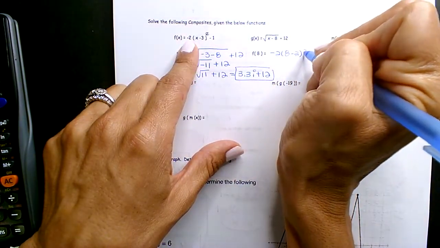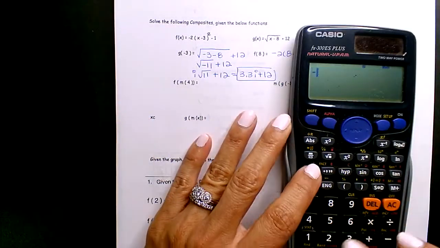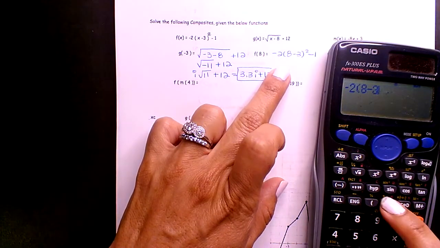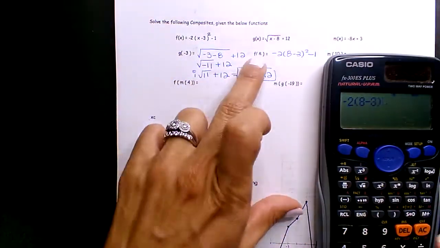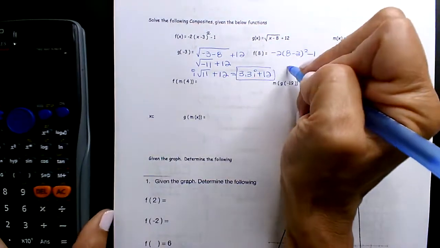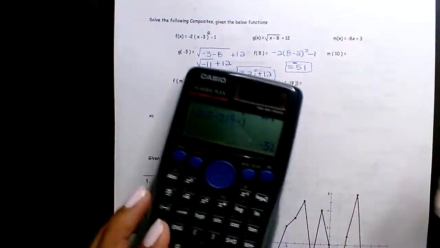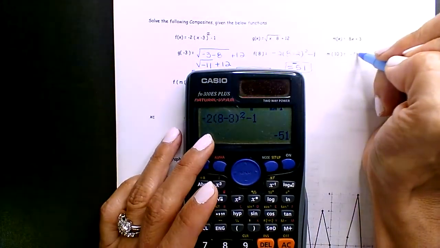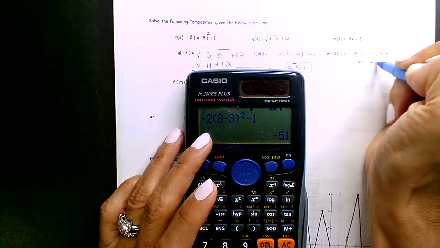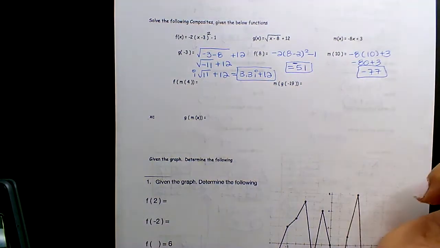F of 8. I think most of you just threw this in your calculator, right? Because you all got it right. Is that squared? Yeah, it's squared. Minus 1. Negative 51. And negative 51. And this one, negative 77, right? So you are all great on this one.